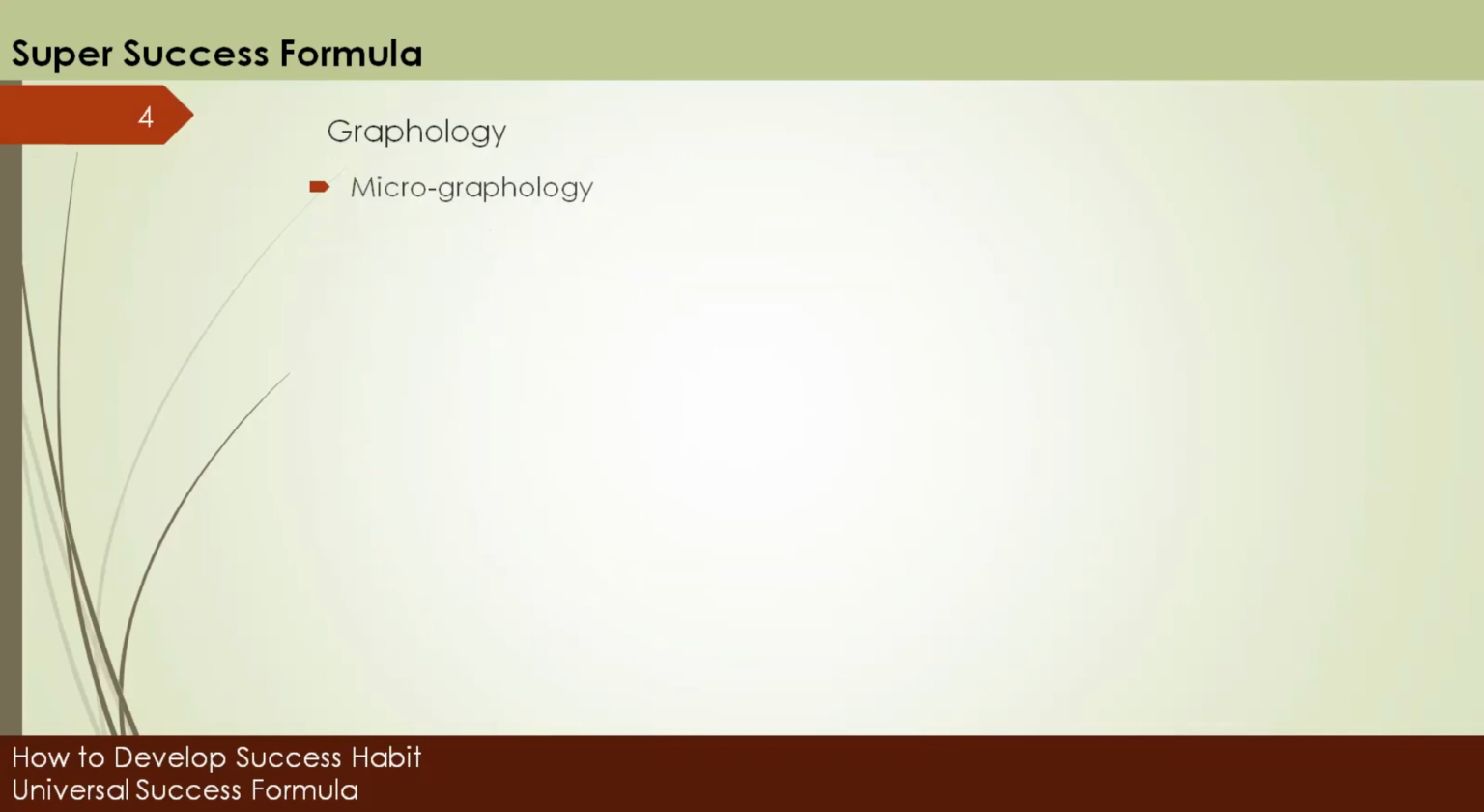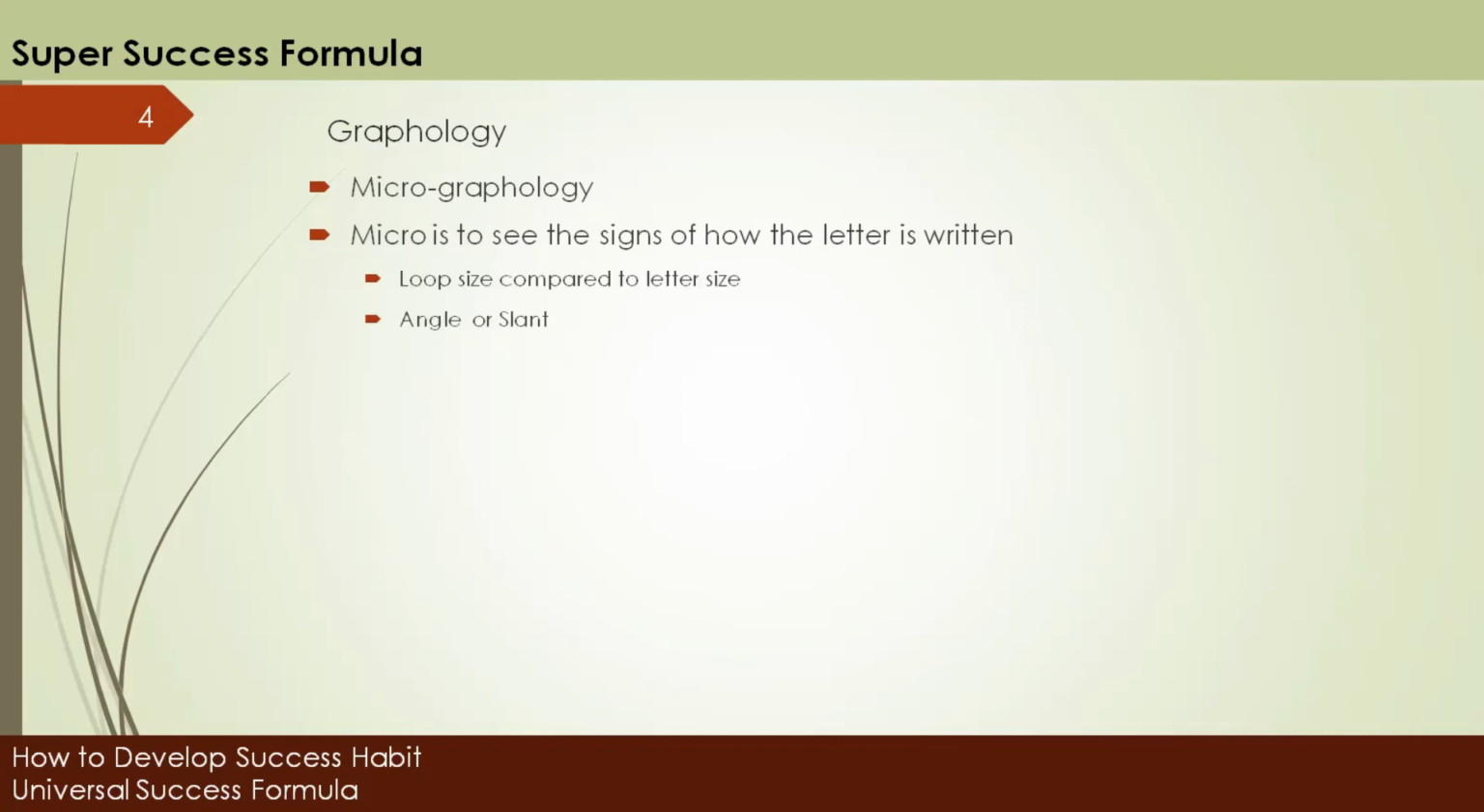In micrographology, micro is to see the signs of how the writing was written. It is an analysis of individual letters: loop size compared to the letter size, angle or slant of individual letters, variation in pressure in the individual letters, margins with other letters, and spacing between the letters and the lines.